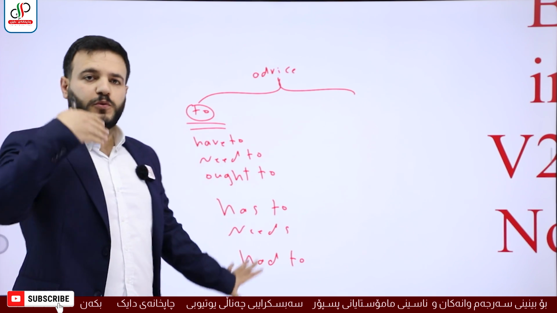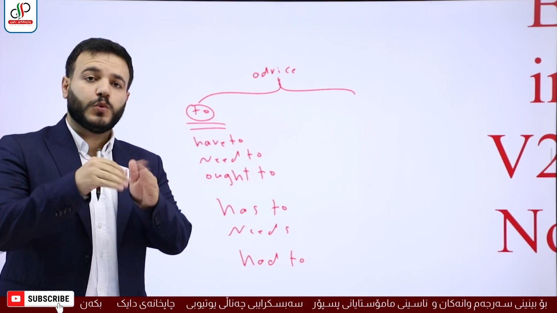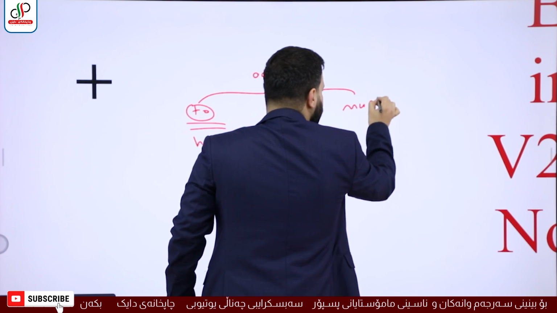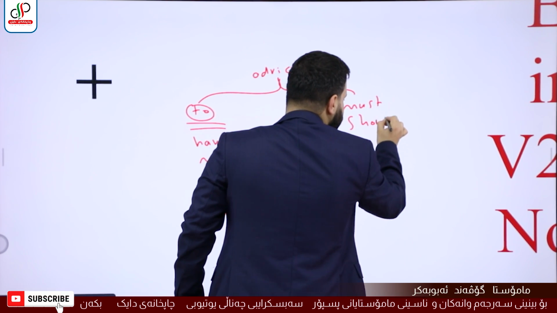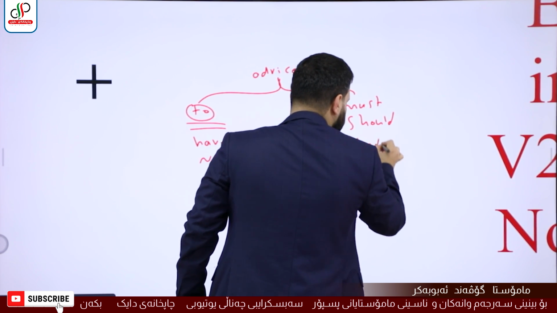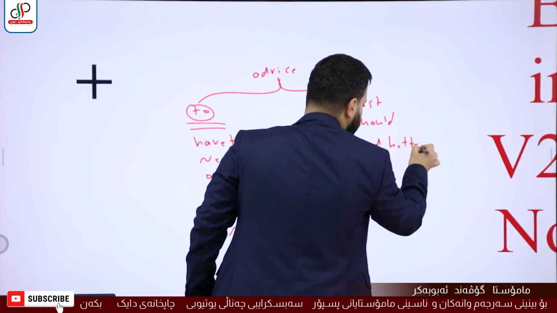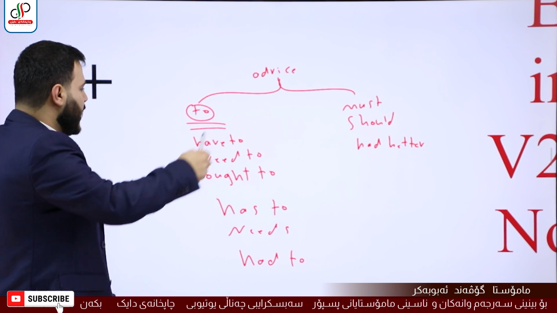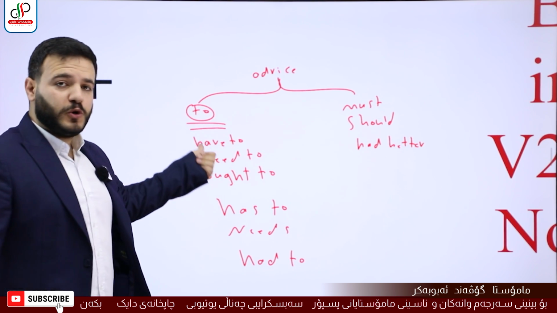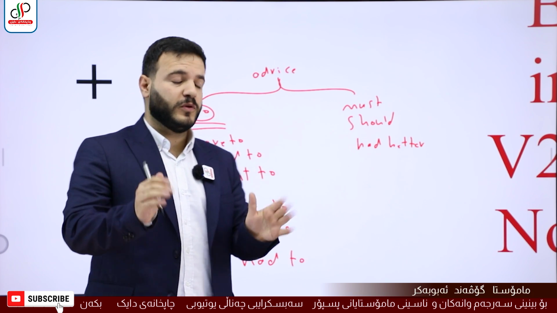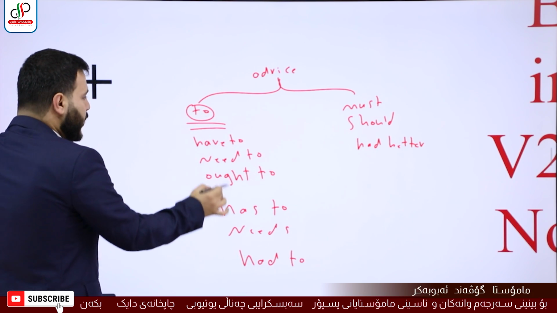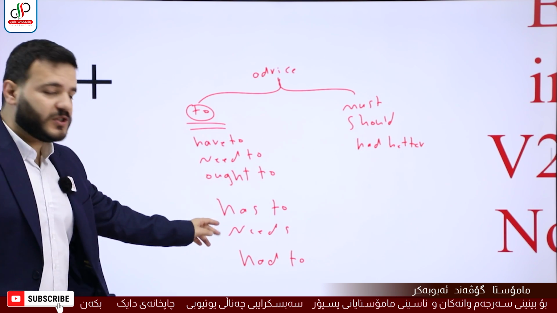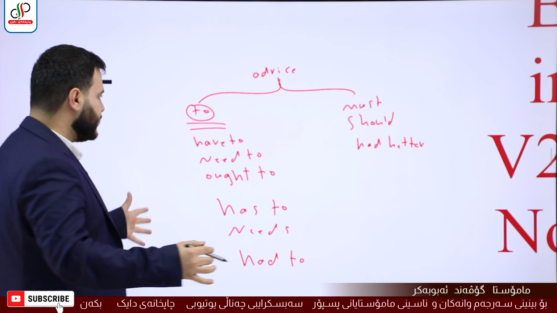We have some modals with to and we have some modals without to. For example, we have must, should, and had better. In American English they say had better, and in British English it's also had better. Guys, let's see. We have some modals with to and some modals without to. Let's explain them. We use have to, need to, ought to, has to, needs to, and had to in advice.